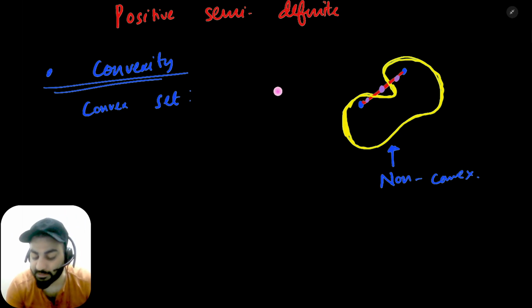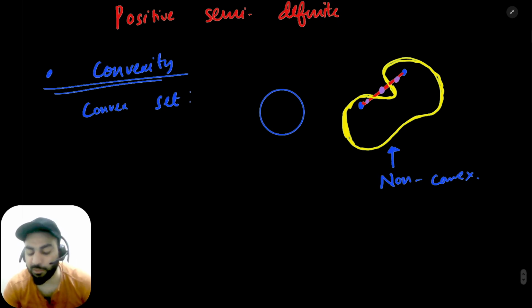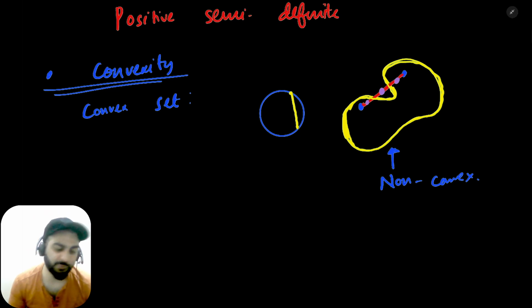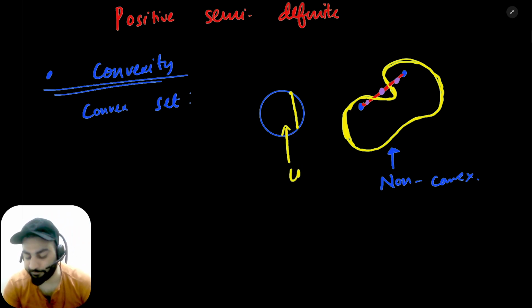But if we have a set like a circle, do you think it's a convex set? Yes, sir. Why? Take any 2 points. For example, I'll take this point and this point. If I join them by a line, all the points on the line belong inside this circle. So this is a convex set.